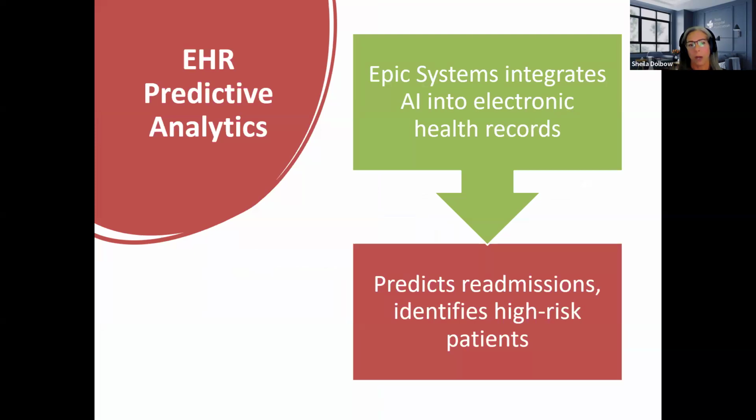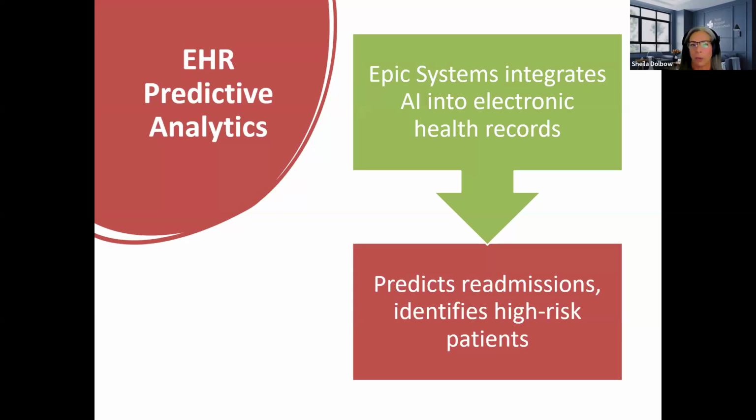When it comes to our electronic health records and predictive analytics, Epic Systems actually integrates AI into electronic health records, and this is utilized to help take some of that patient information and help predict those patients that may be at higher risk and those that may actually be at risk of coming back as a readmission, because we all know that readmission rates can impact your hospital in terms of a financial perspective. And so we're always looking for ways to mitigate the readmissions and avoid those.